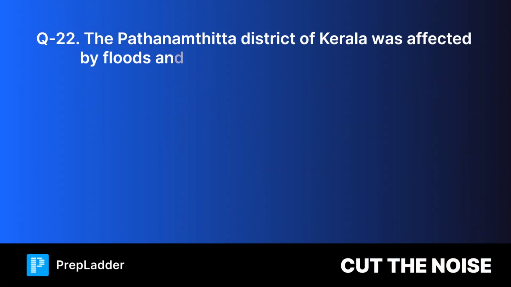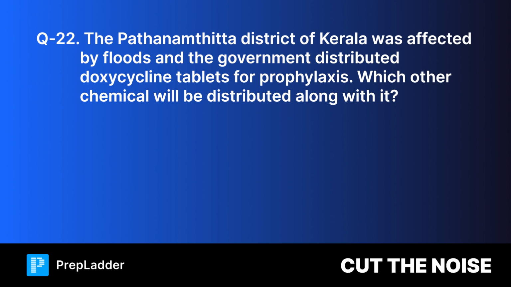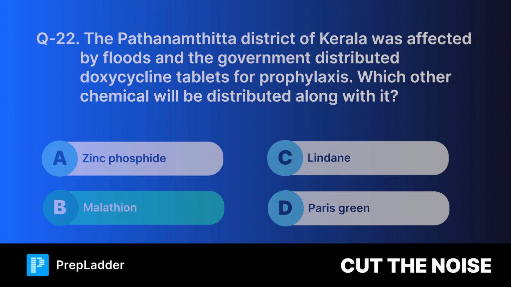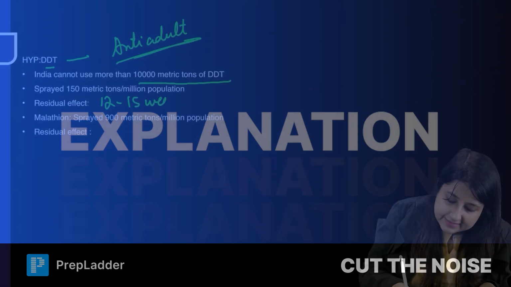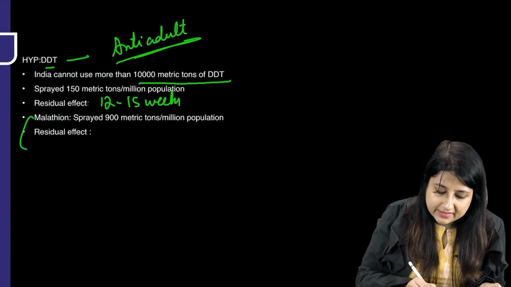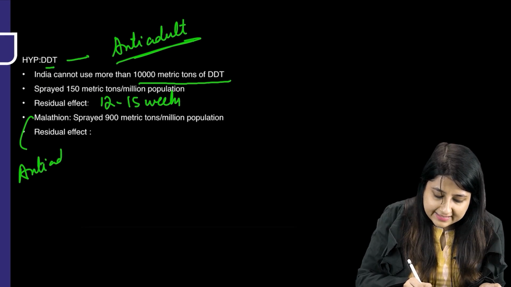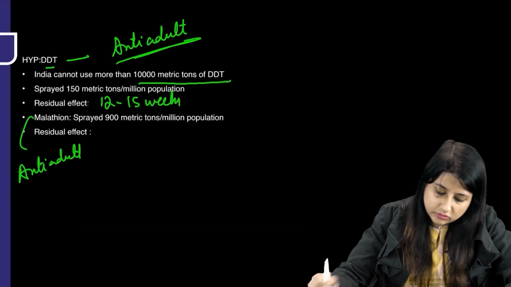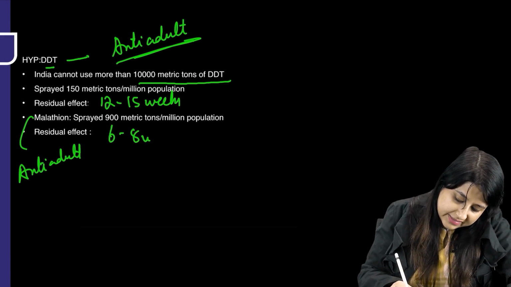Question 22. The Pathanamthitta district of Kerala was affected by floods and the government distributed doxycycline tablets for prophylaxis. Which other chemical will be distributed along with it? Your options are. And the correct answer is malathion. Here's the explanation. Similarly, malathion again is anti-adult. Okay, malathion is also anti-adult. It is sprayed 900 metric tons per million population. This also has a residual effect of 6 to 8 weeks.